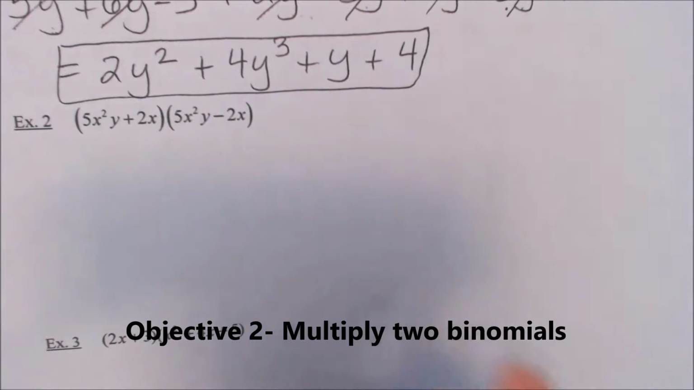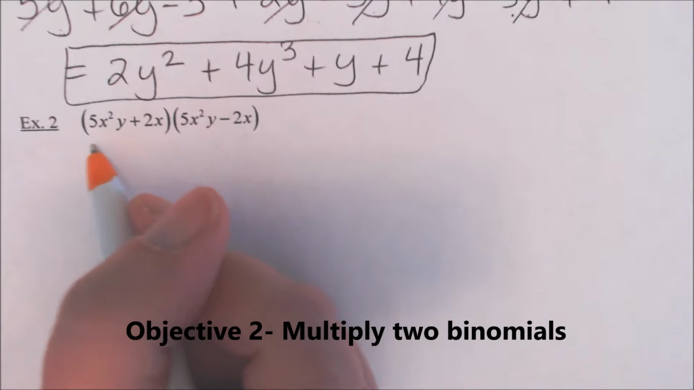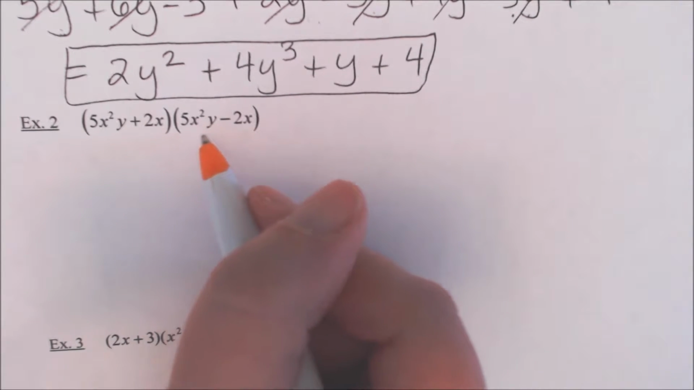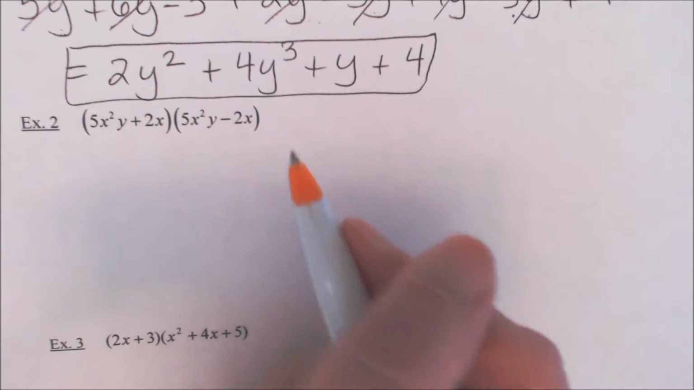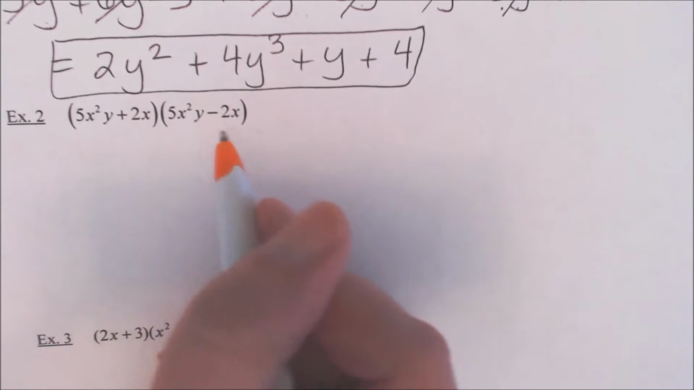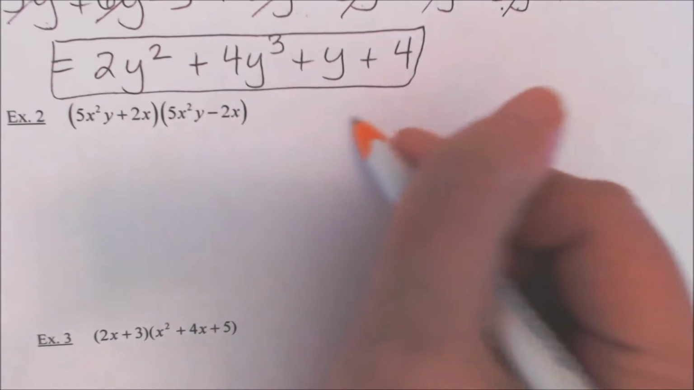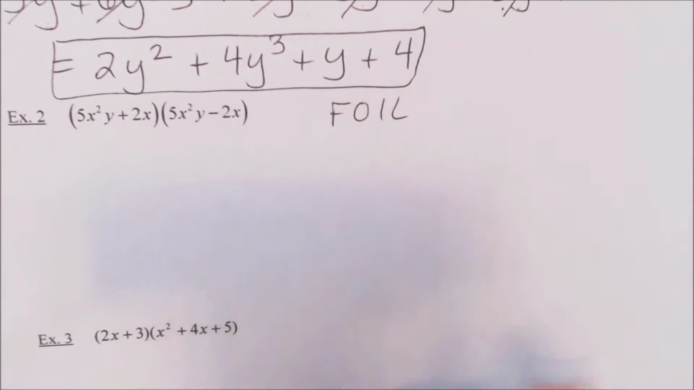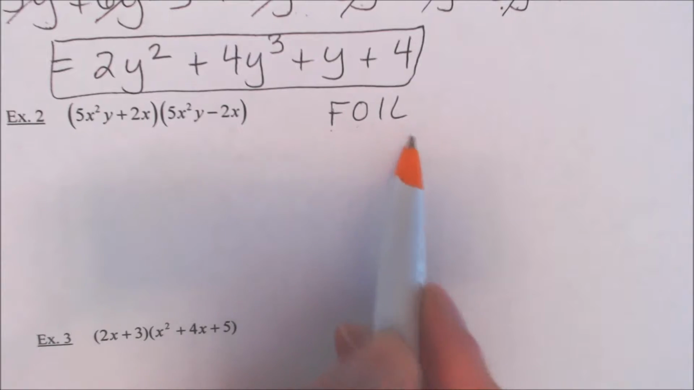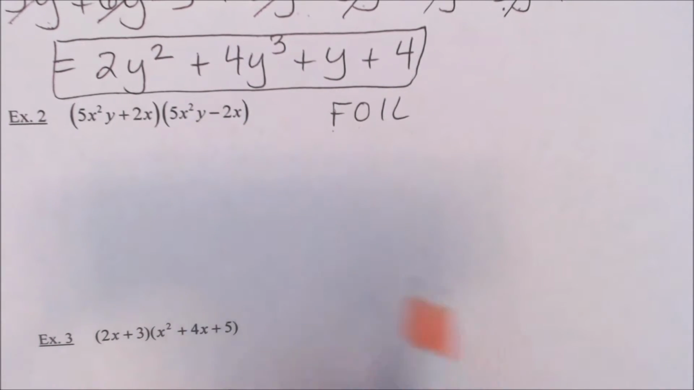This time they want us to multiply the two polynomials. So we've got in one parentheses 5x squared y plus 2x, and in the other parentheses, we have 5x squared y minus 2x. If you'll remember from high school, you might have learned something when you have two binomials. These are called binomials, bi meaning two, so each one has two terms. You might remember seeing something called the FOIL method, which stood for first, outer, inner, last. I think that's how most teachers multiply these out, so that's the method I'm going to use.